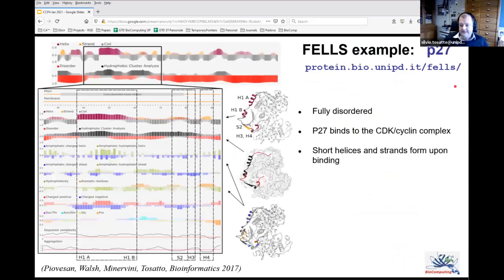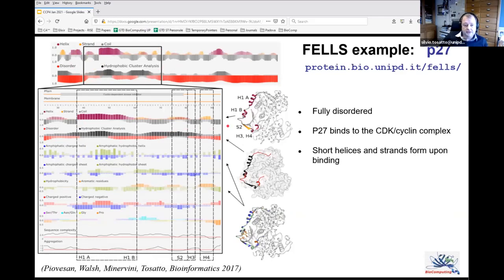The example would be p27, which is the cyclin-dependent kinase inhibitor. So this is a fully disordered protein of around 150 residues, which binds to the CDK cyclin complex. So there is a crystal structure which is shown here in gray, and the part of p27 which binds is shown here on the side. And the kind of output you get from FELS is these histograms here, where you have a zoom in of the region shown here, which is the one binding to the CDK cyclin complex. And you have various features. Remember that these are all predicted on the fly from the sequence.